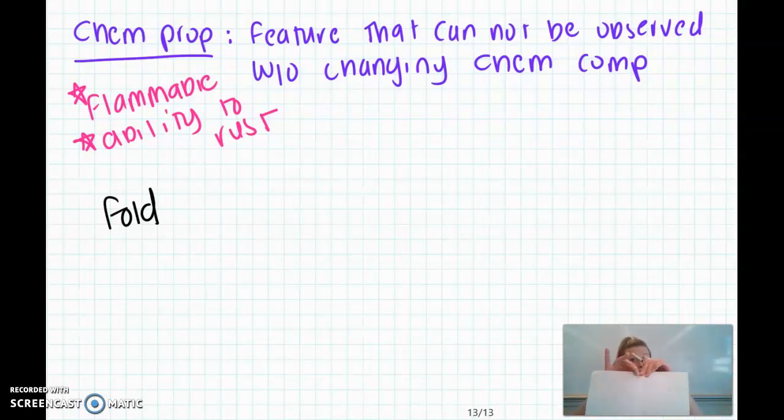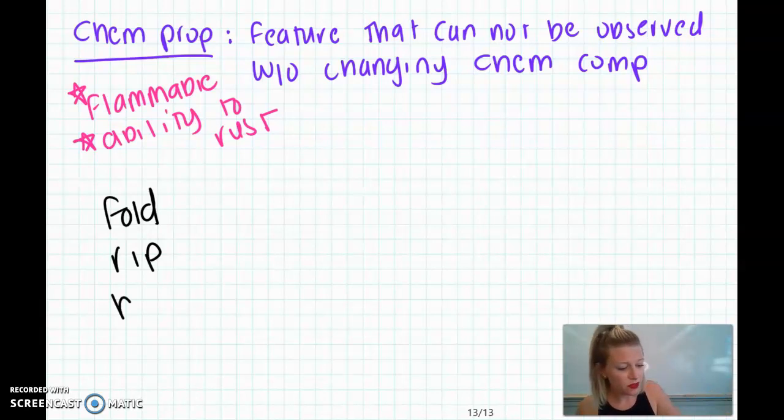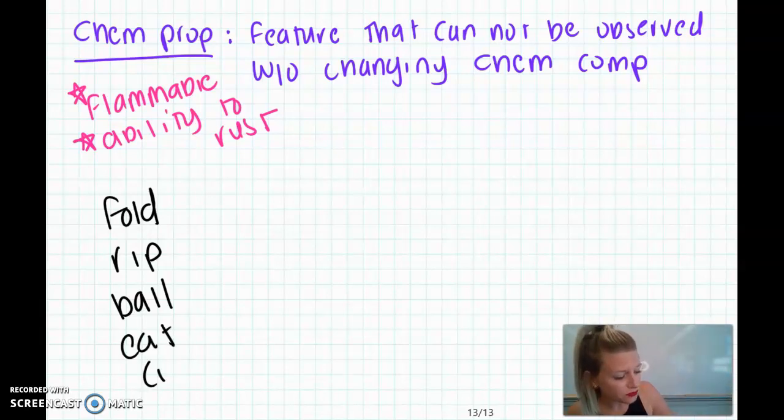I'm going to rip the piece of paper, okay? I'm going to ball up the piece of paper, okay? I am going to color the piece of paper. So I'm going to go ahead and use my Sharpie here and throw some color right onto that, okay? I could eat the piece of paper. I'm not going to do it actually, but I could, okay? And so eat, and color.